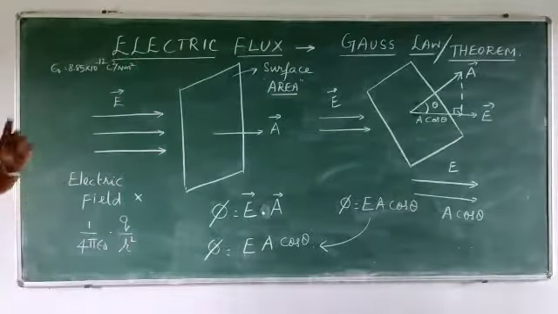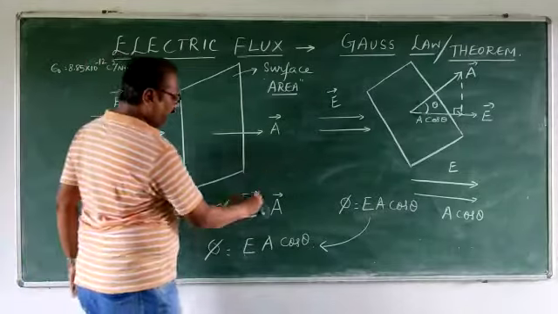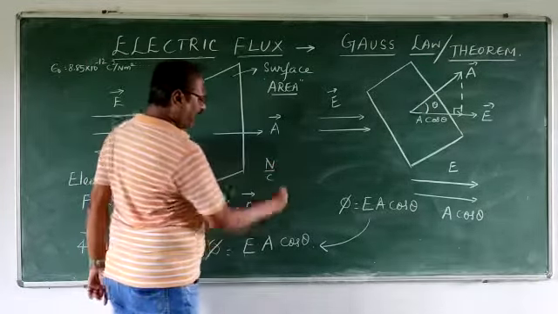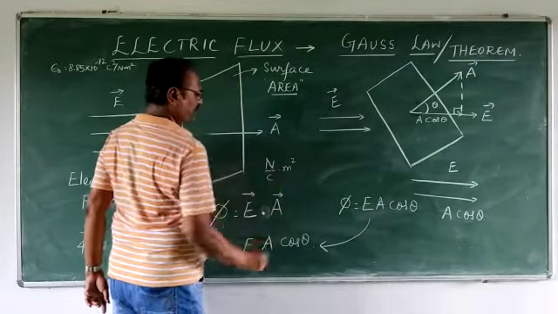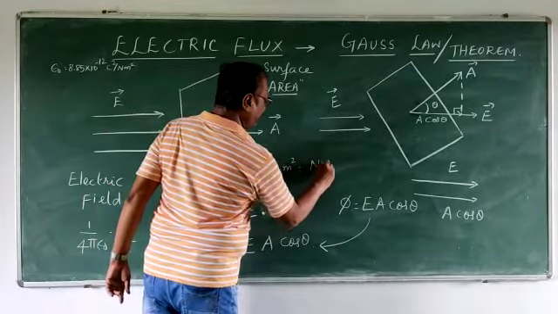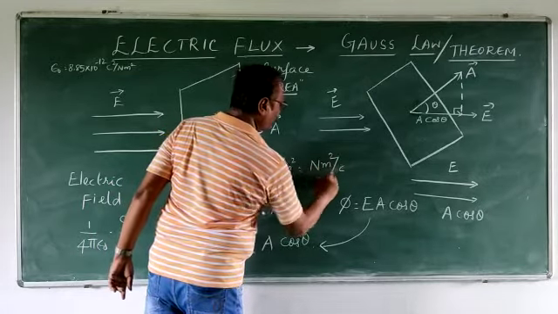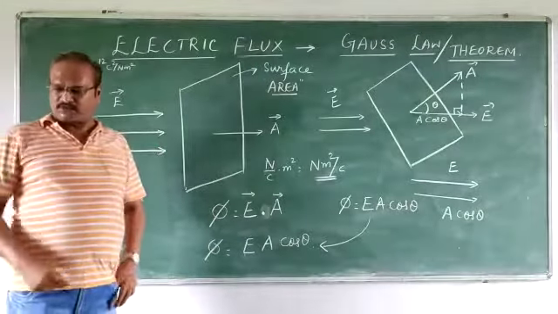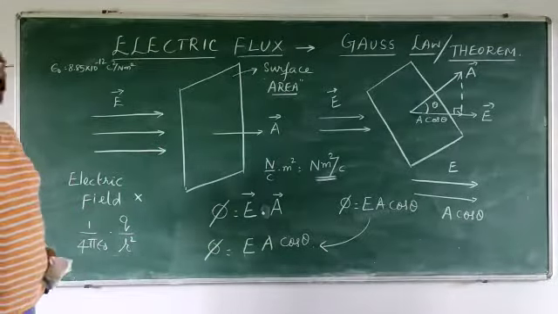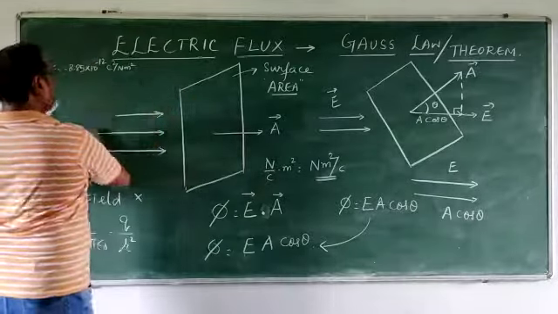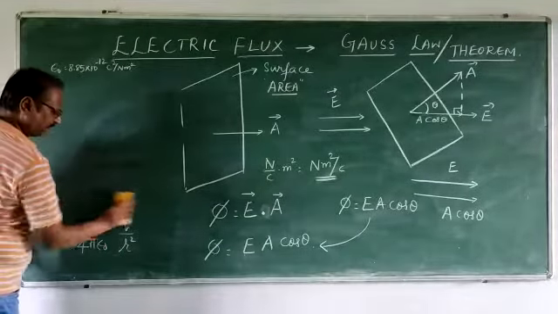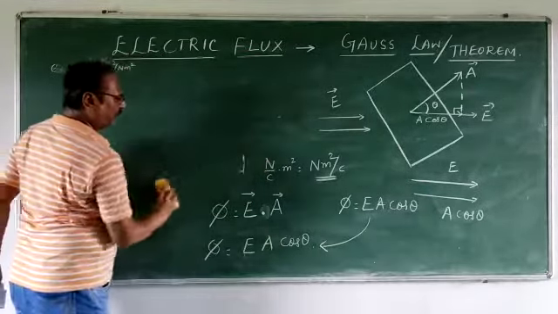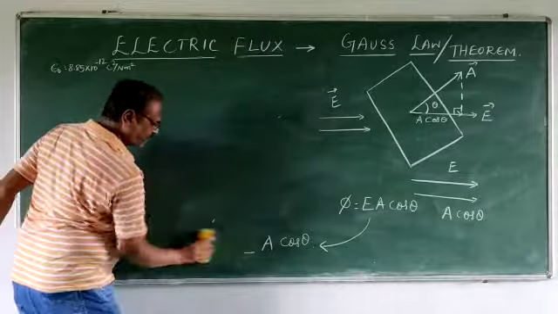So what is the unit of electric flux? See, electric field is Newton per Coulomb and area is meter square. So, Newton meter square upon Coulomb. This is the unit of electric flux. Now, from electric flux, we move on to Gauss law or Gauss theorem. Because the Gauss theorem is based on the concept of electric flux. Okay.